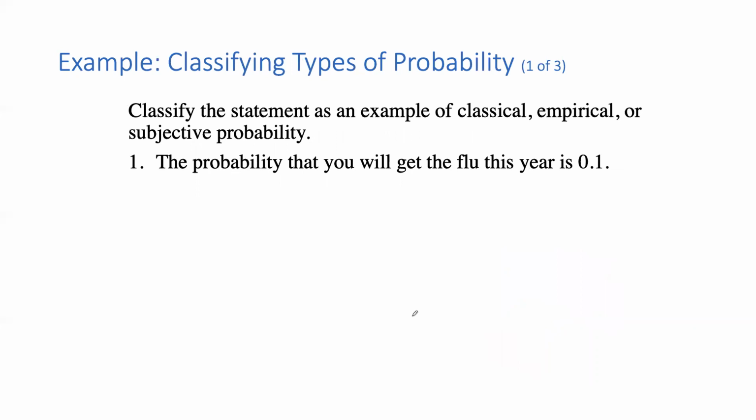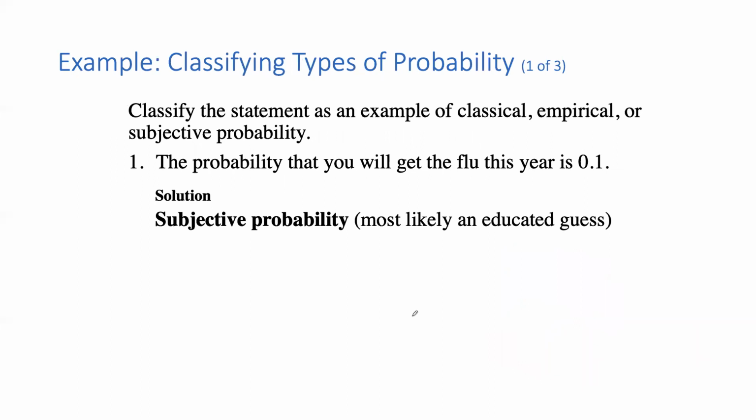So let's think about these three different kinds of probabilities, and we'll consider different cases and ask the question: is this a classical or theoretical probability, an empirical probability, or a subjective probability? The probability that you'll get the flu this year is 0.1. The doctor just tells you that there's a 10% chance that you might get the flu this year. That's probably a subjective probability, right? This is likely an educated guess. So this is what we call a subjective probability.